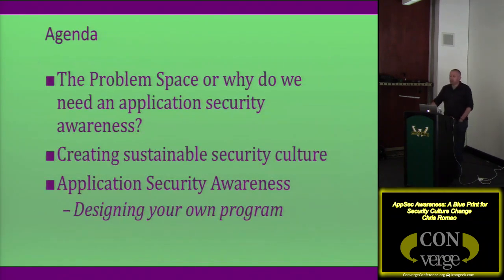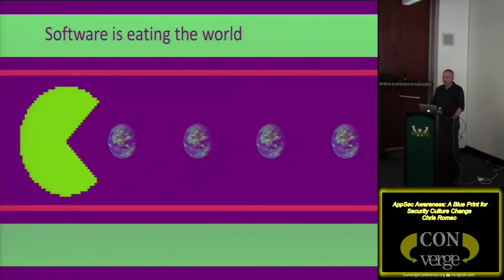So this is the agenda of what I want to do in our about 40 minutes of time here. First thing I want to do is just explain what I think of as the problem space, or why do you need this thing that I call application security awareness? What are the reasons behind it, and why would it be something you'd want to consider in your organization? And then I'm going to talk a little bit about what I call sustainable security culture, and some things that you can do to change the security culture, from an AppSec perspective, InfoSec, anywhere within security, we all have a security culture. And then I'll talk about how you can build one of these programs yourself, using some principles and things that I've learned over time.